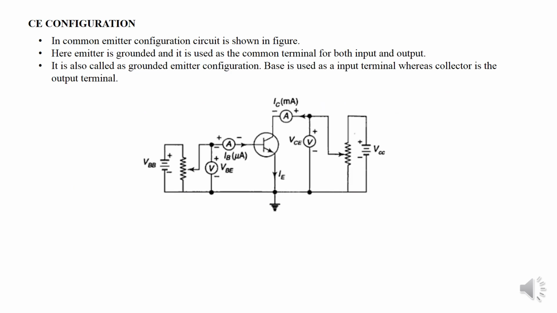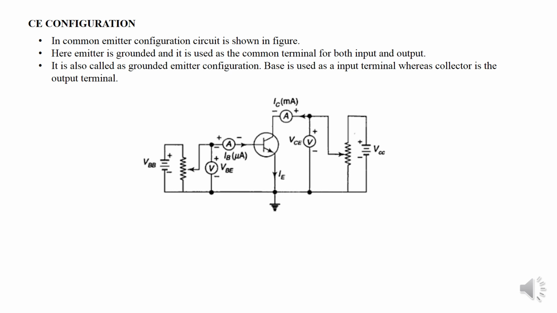Next one is the CE configuration. This is the diagram. Here the emitter is grounded and used as the common terminal for both the input and the output. It is also called the grounded emitter configuration. The base is used as the input terminal, whereas the collector is the output terminal.